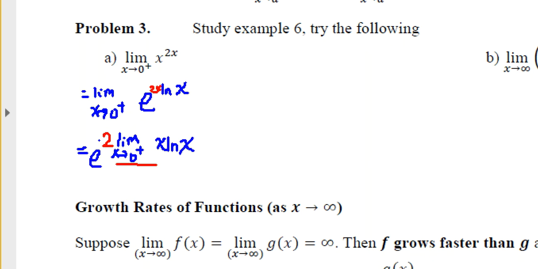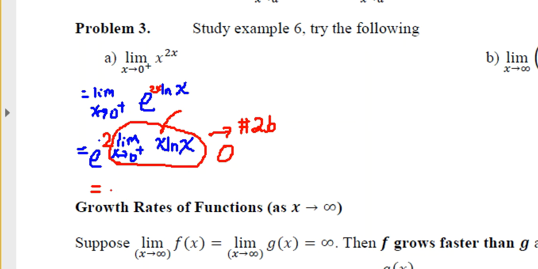Now I would advise you to look at the notes, problem number 2, part B. We actually did this identical problem, and this limit from the notes problem number 2B is actually equal to 0. Basically, x approaching 0 faster dominates the change. Even though natural log of x is approaching negative infinity, x is approaching 0 faster than that. But anyway, please refer back to number 2B for the detail of why this is 0. And therefore, this is e to the power 0. It gives you 1.